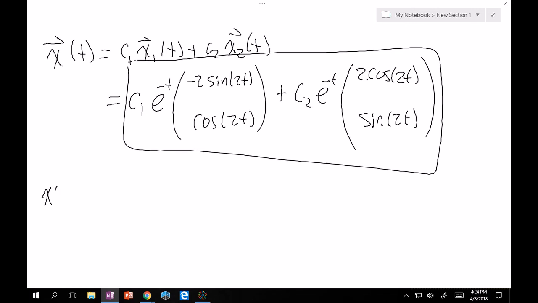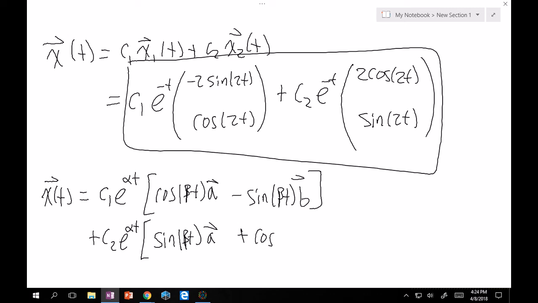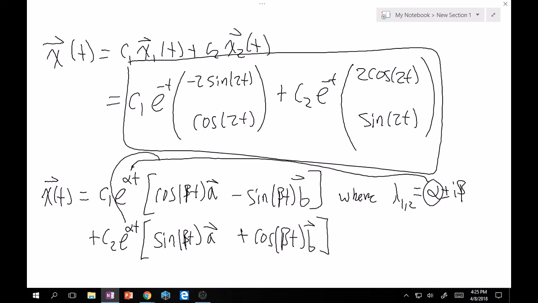So your x of t can also be written in this form. It can be written as C1 e to the alpha t times cosine of beta t times your a vector minus sine of beta t times your b vector, plus C2 e to the alpha t times sine beta t your a vector plus cosine beta t of your b vector. Where I need to define where all these things come from: lambda 1, 2, your eigenvalues, is equal to alpha plus or minus i beta. So you just plug these things into here, right?